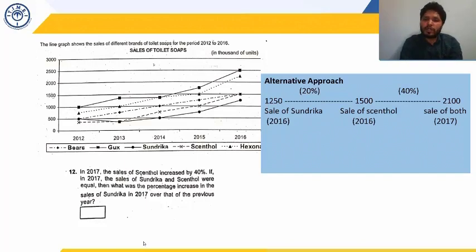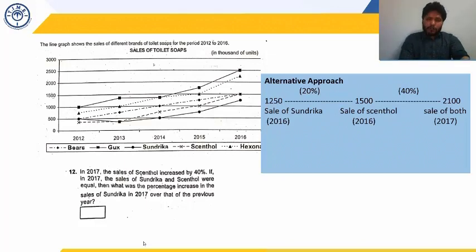The sales of Synthol in 2016 is also known, which is 1500, and sales of Synthol from 2016 to 2017 increased by 40%. 10% of 1500 is 150, so 40% is 150 into 4, which is 600. So if sales of Synthol is increased by 600 from 1500, it will come out to be 2100. And we know the sales of both are the same in 2017. So whatever be the sales of Synthol in 2017, the same will hold true for Sundrika as well. So the sales of Sundrika is also 2100 in 2017.